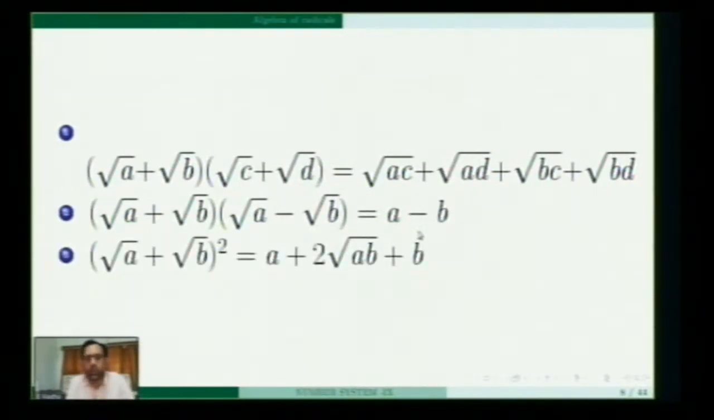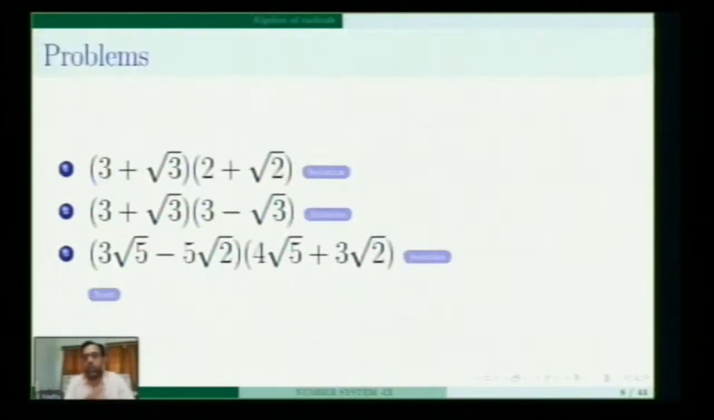Another one is root a plus root b whole square. You already know a plus b whole square. The same technique you are going to apply here, but whenever root a whole square appears, it will be a. So it will be a plus 2 root ab plus b. These are some identities we can check. Different other identities are there. You can verify them very easily. So we are going to apply these identities to some problems. Okay, shall we proceed?